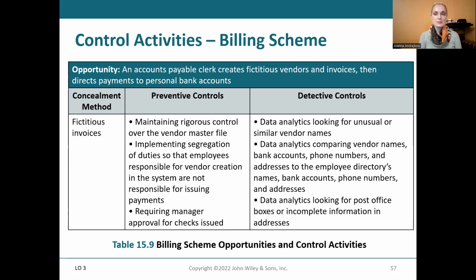You can also use data analytics as a detective control by looking for unusually similar vendor names, comparing vendor names, bank accounts, phone numbers, and addresses in the employee directory to see if there are any similarities, and having data analytics look for post office boxes or incomplete address information that might signal a fraud.